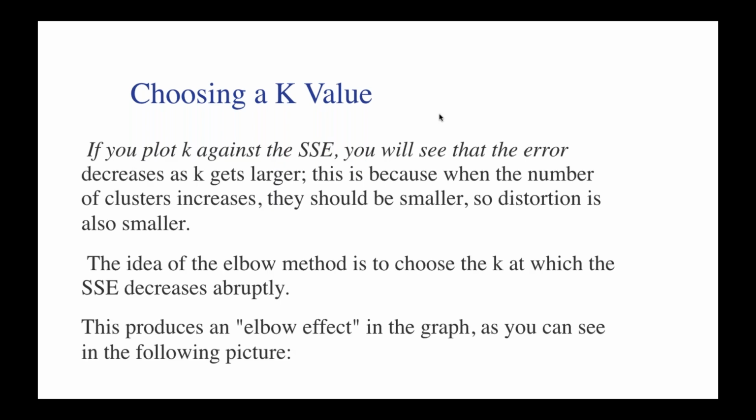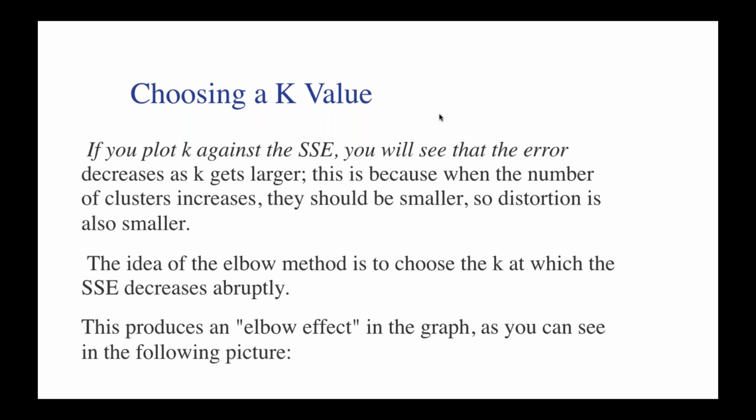If you plot k against the SSE, you will see that the error decreases as k gets larger. If you increase the k value, the error is decreasing. This is because when the number of clusters increases, they become smaller, so distortion is also smaller. The idea of the elbow method is to choose the k at which the SSE decreases abruptly. Abruptly means a sharp decrease, as shown in the graph.